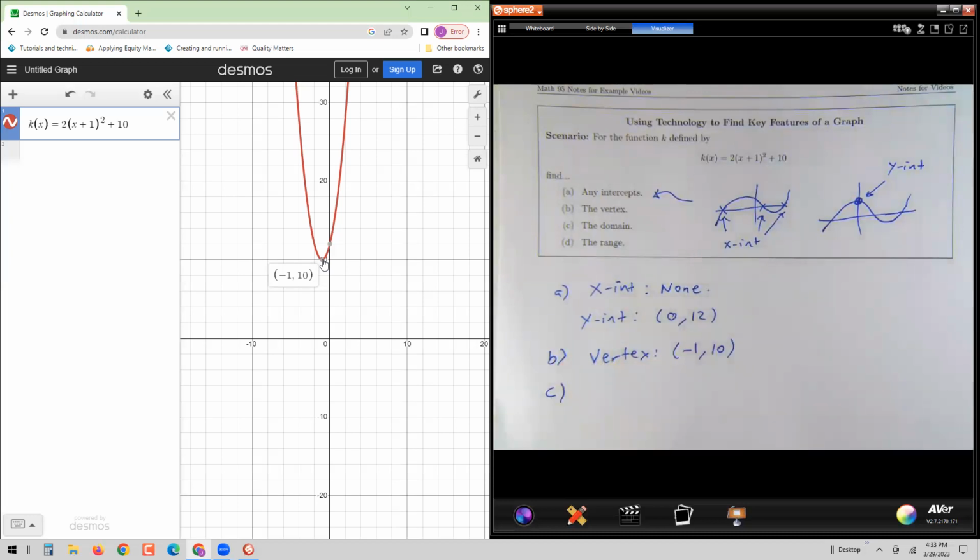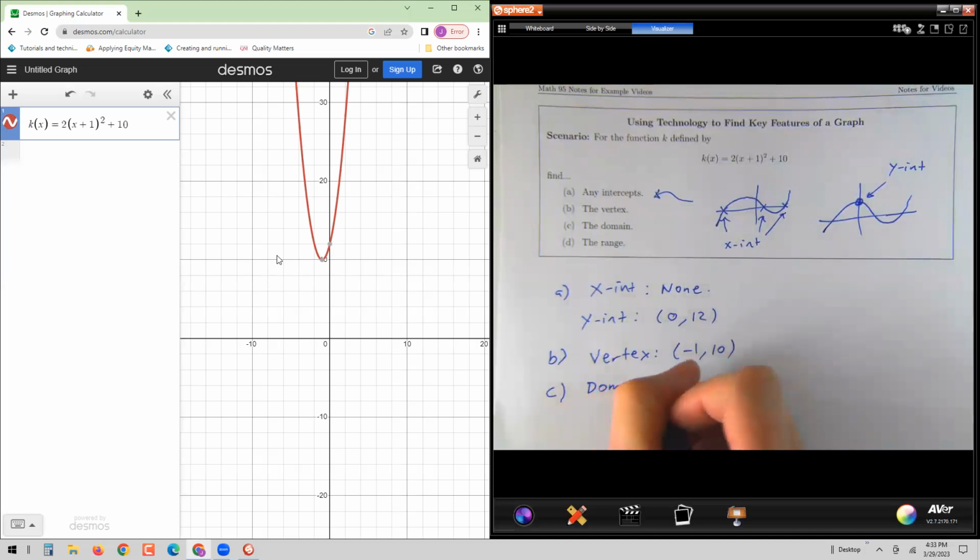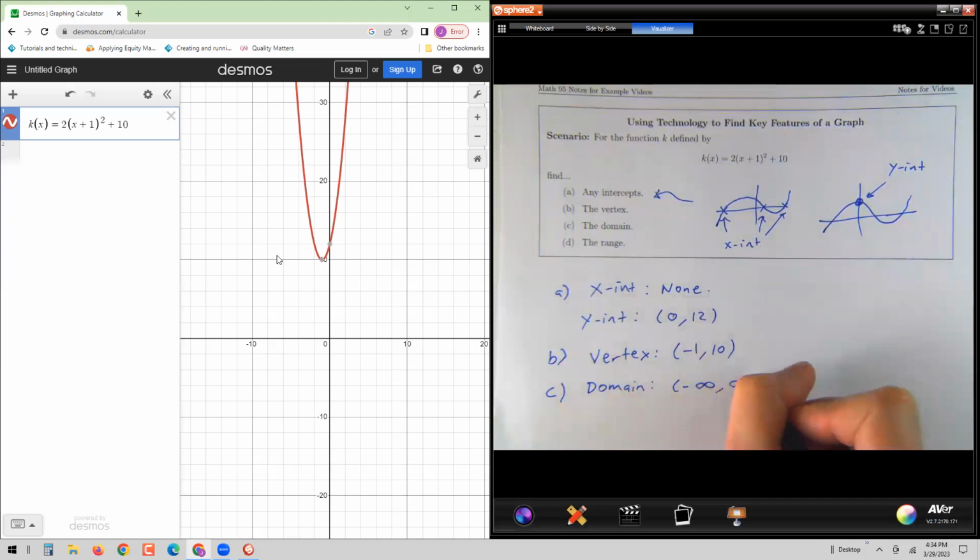Domain. Looks like I can have any x value I want. This thing goes forever to the left and forever to the right. So for the domain, I might say this is from negative infinity to infinity.